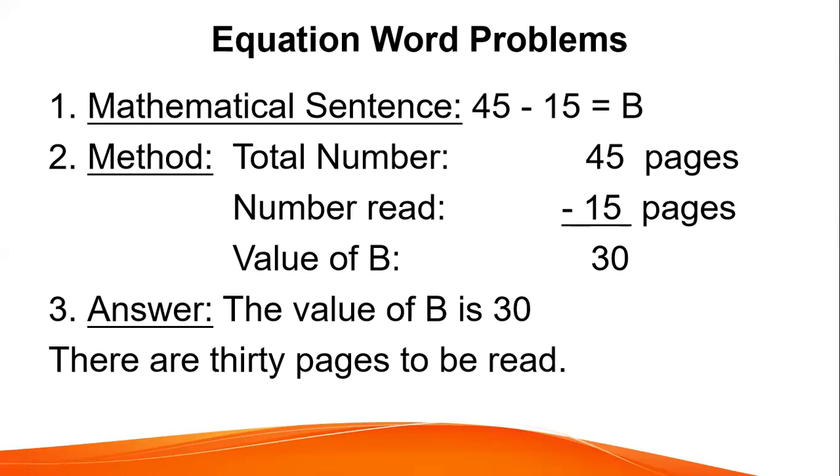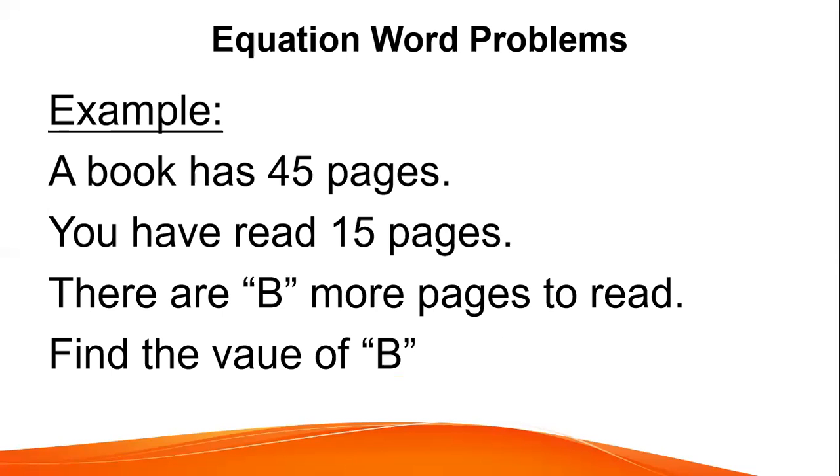So here is our process. Step one is to write the mathematical sentence. As you look back at the previous slide, we have our numbers. The first number is 45 pages. That is the total pages of the book. And our second number is 15 pages. That is the total number of pages that you have read. So we have 45 total and 15 read pages.